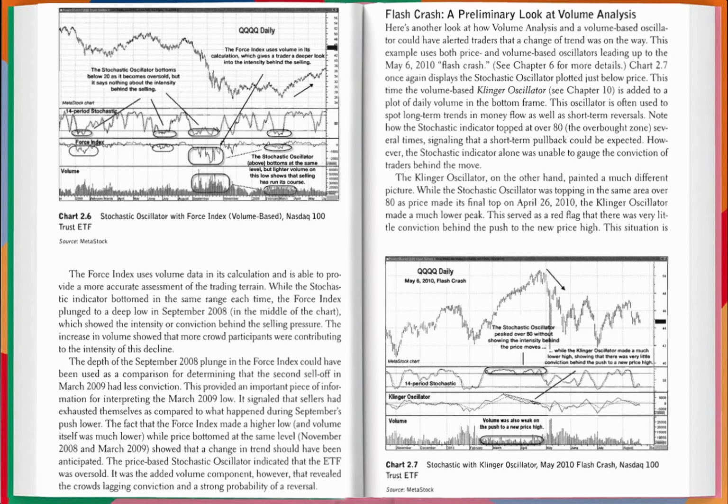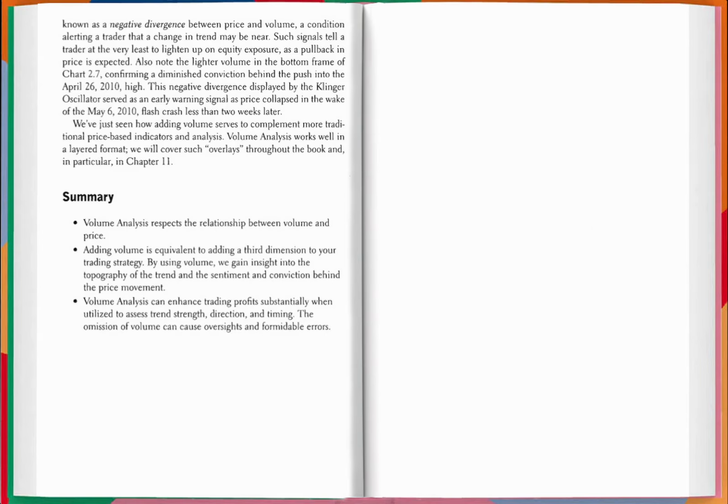The Klinger oscillator, on the other hand, painted a much different picture. While the stochastic oscillator was topping in the same area over 80 as price made its final top on April 26, 2010, the Klinger oscillator made a much lower peak. This served as a red flag that there was very little conviction behind the push to the new price high. This situation is known as a negative divergence between price and volume, a condition alerting a trader that a change in trend may be near.